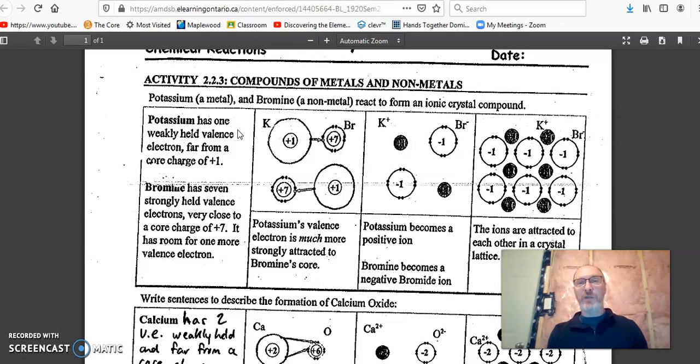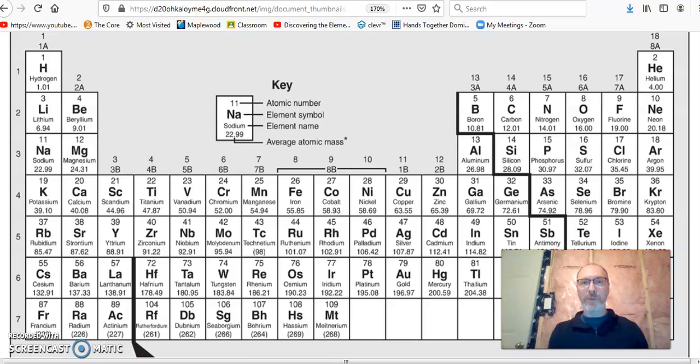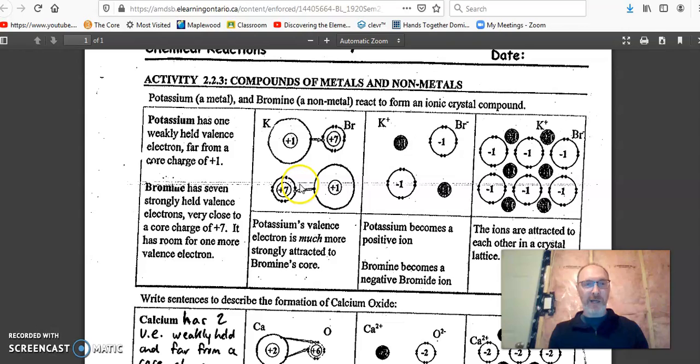So how do we know it has 1 electron? Well, when we go to the periodic table, you'll notice that it's in group 1. So because it's in group 1, right, 1A, we know that it has 1 valence electron and it has a core charge of positive 1. Okay, so when you go back to the diagram, you can see here there's its 1 valence electron and its core charge of positive 1.